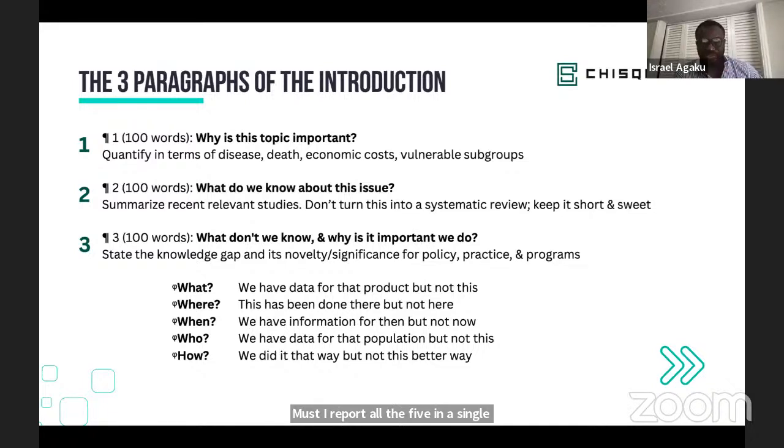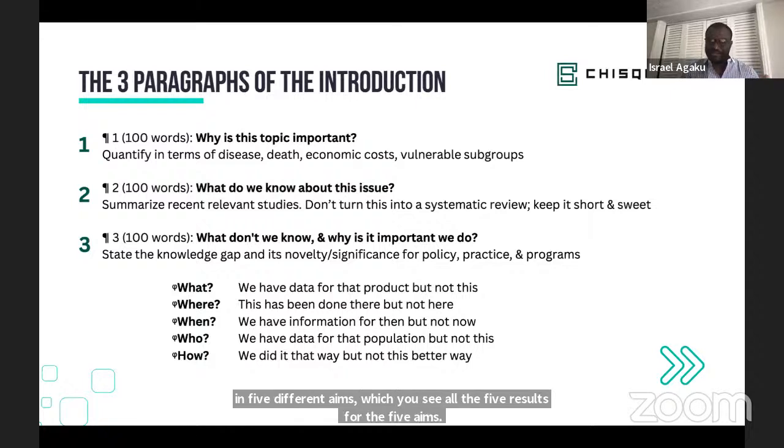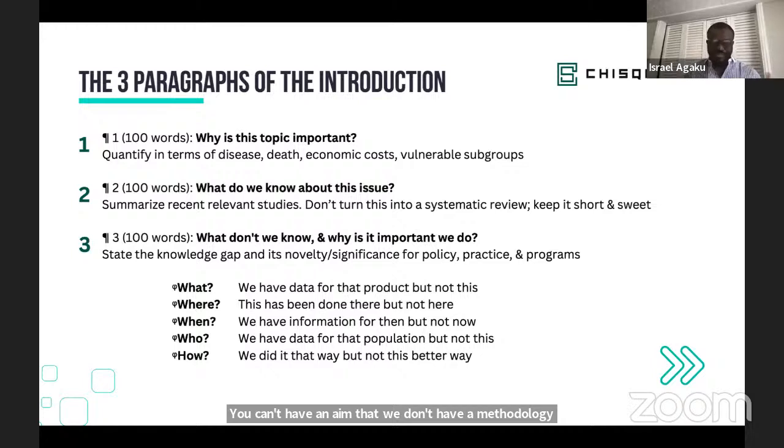So you said in your introduction that your study has these 5 objectives. You should know that once you say it, you are committed to it. If you say your study has 5 aims, we'll come to the issue of why your study has 5 aims later, but for now, let's just stick with that argument. If you have 5 aims that you're set to establish, we should see 5 methodologies for the 5 different aims. We should see all 5 results for the 5 aims. You can't have an aim that we don't have a methodology for, nor the results for. Everything must be consistent. That is part of what we mean by telling the story.